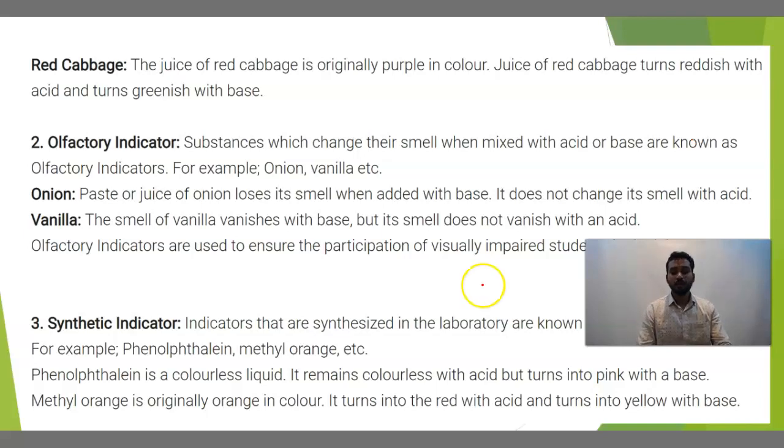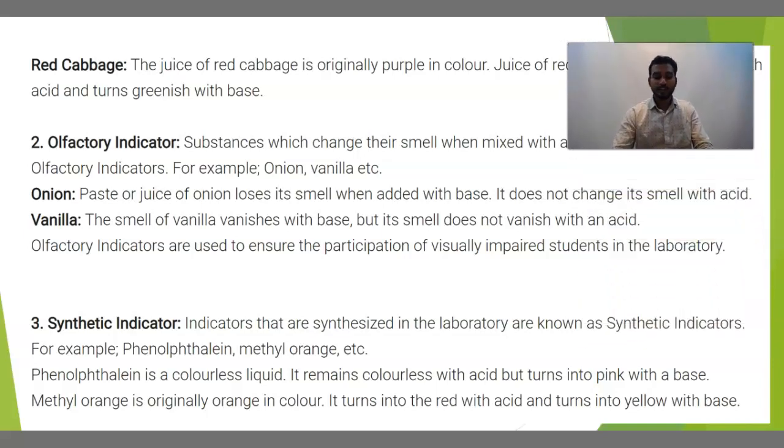Okay. Next, one more type of indicator we have, that is olfactory indicator. Olfactory relates to our nose. By detecting the smell, we can identify whether it is acid or base. Such type of indicator is known as olfactory indicator. Examples are onion and vanilla, certain things used to get some colors or to get some taste. Those are the things used as olfactory indicators. Onion, vanilla.